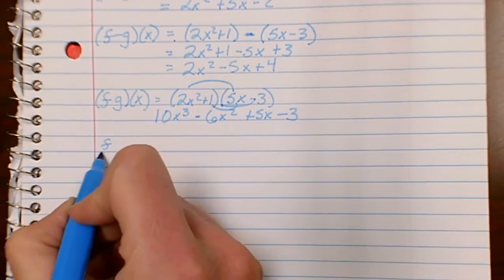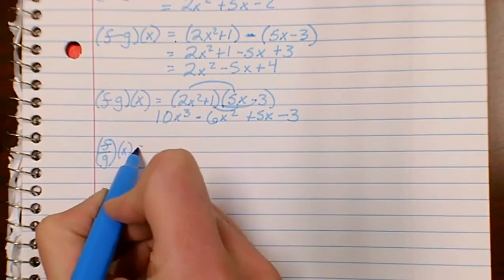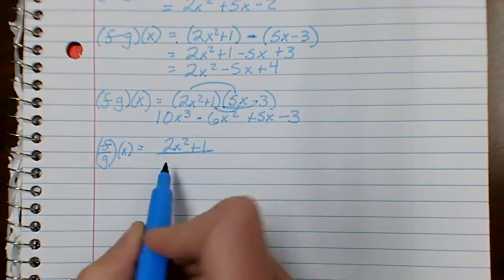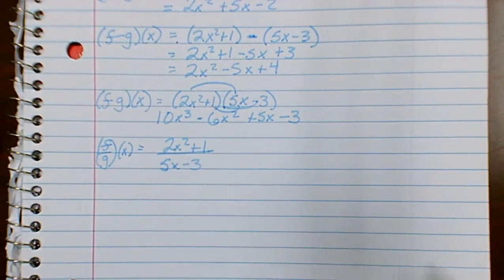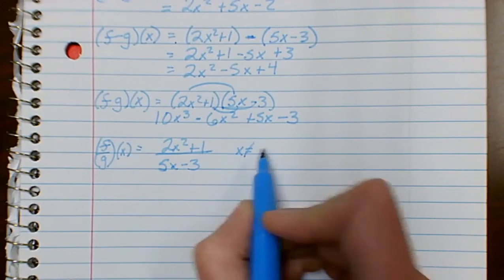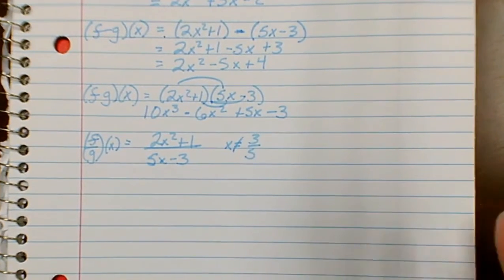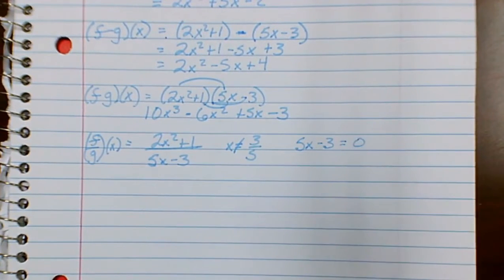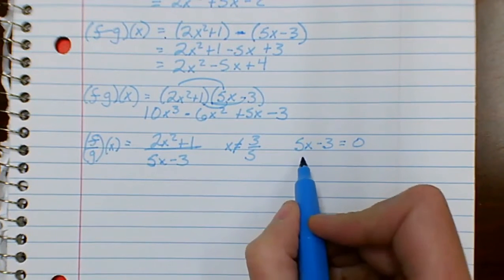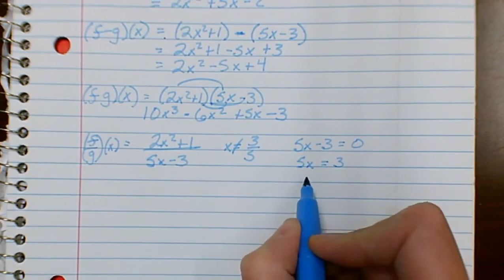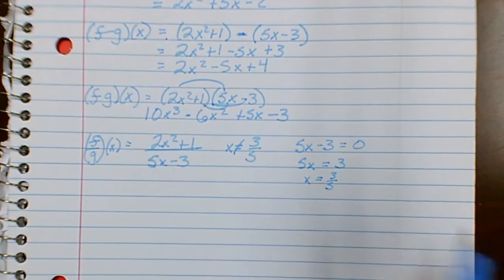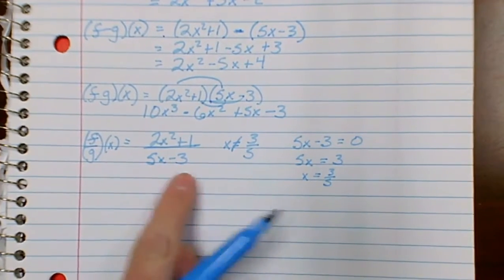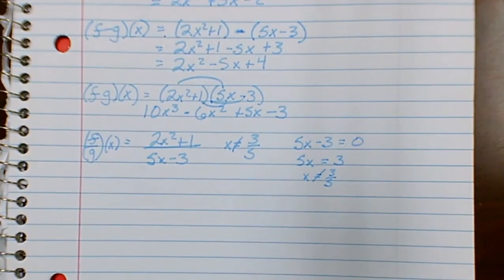Now with division, we are going to place the f of x in the numerator and the g of x in the denominator, and x cannot equal 3/5. Now how did I get the 3/5? Well, we take 5x minus 3, you set it equal to 0, add the 3 over, divide by 5, so x equals 3/5. Well, if x equals 3/5, then this will be 0, so x cannot equal 3/5.